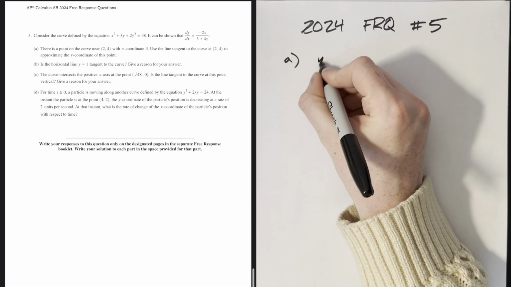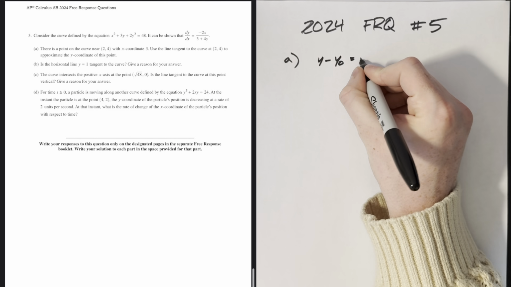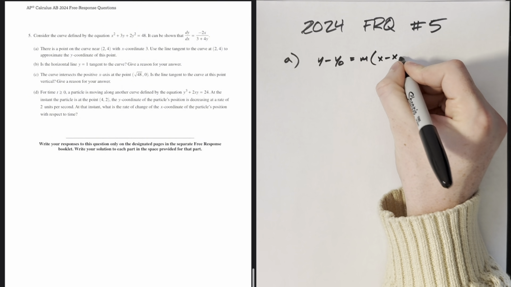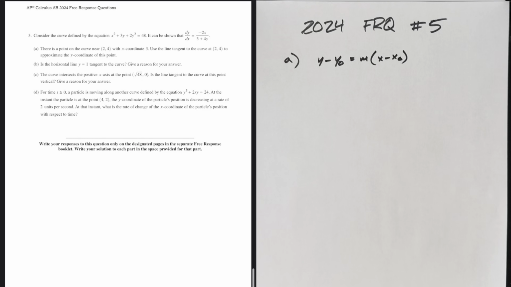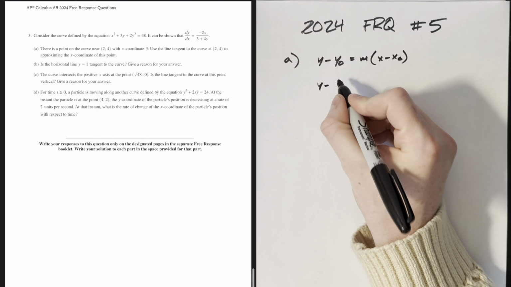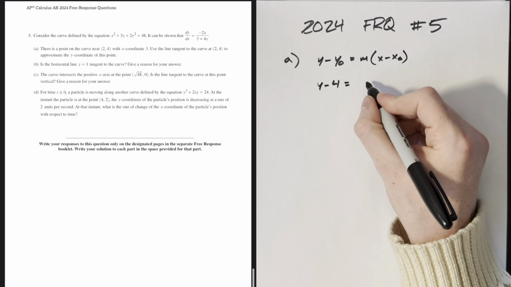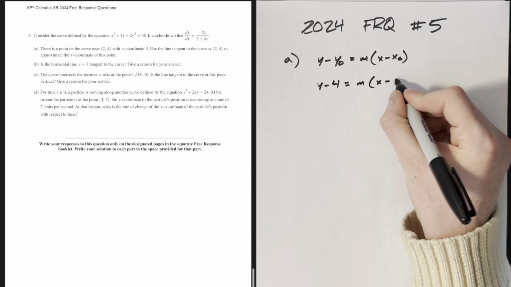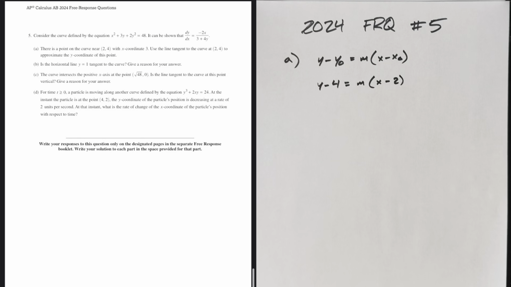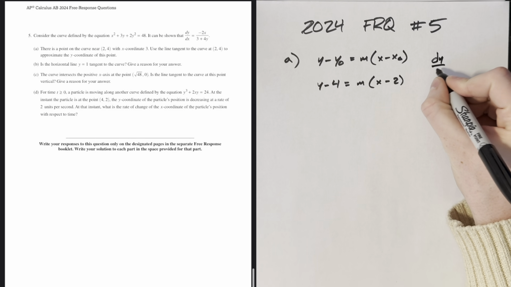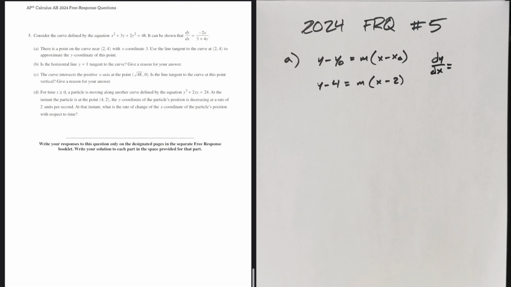We know that a tangent line is represented by y minus y naught is equal to my slope times x minus x naught, right? That's my point slope definition for a tangent line. So we know the point, right? It's (2, 4). So y minus 4 equals my slope times x minus 2. But now I need to find my slope, right? My slope I can find by plugging in x and y into my differential equation, because we know that dy/dx represents the slope of the tangent line.